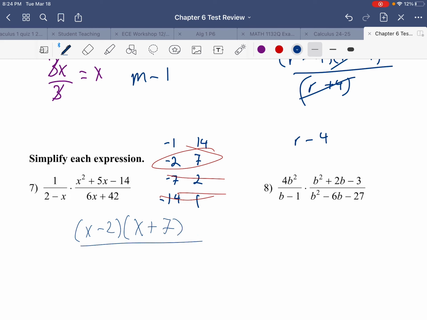Now if it's 6x plus 42, I'm going to factor out a 6. This becomes x plus 7.